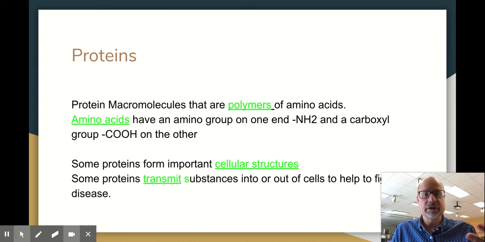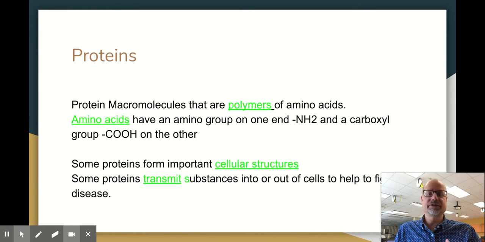Now, a protein is a polymer made up of amino acids. So amino acids are the monomer, and proteins are the polymer. You stick together a bunch of amino acids, you get a protein.